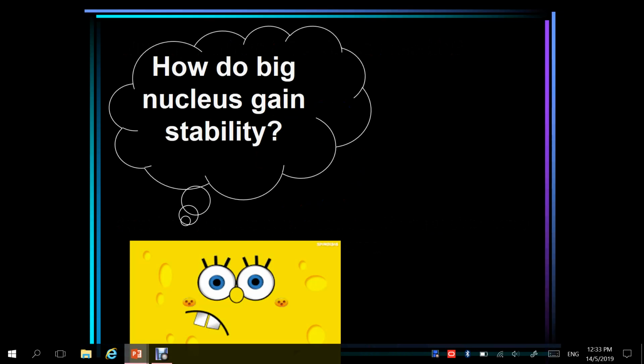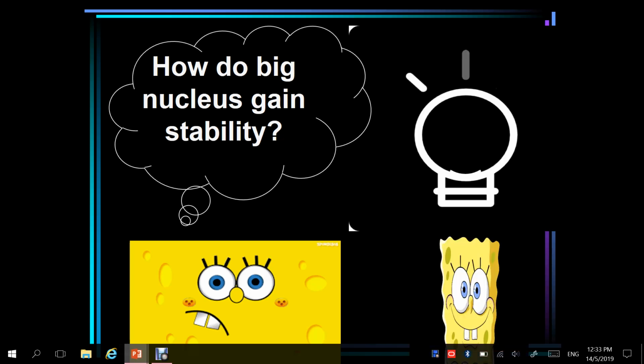So how do big nuclei gain stability? Like the one with atomic number say 84. They will have to lose mass. They have to become lighter, then they can be more stable. Because when they are lighter, the electrostatic repulsion force will be smaller, assuming there's a reduction in the number of protons, and the binding force will be able to pull them together and making them more stable.